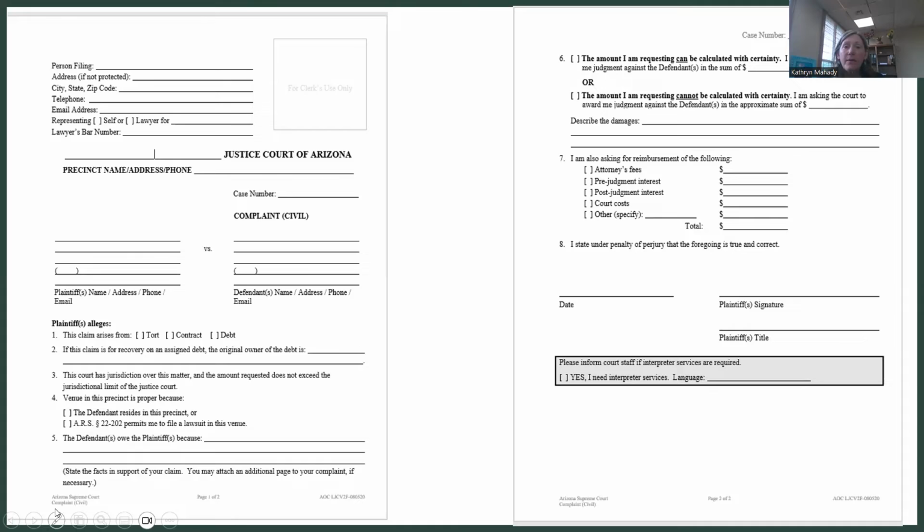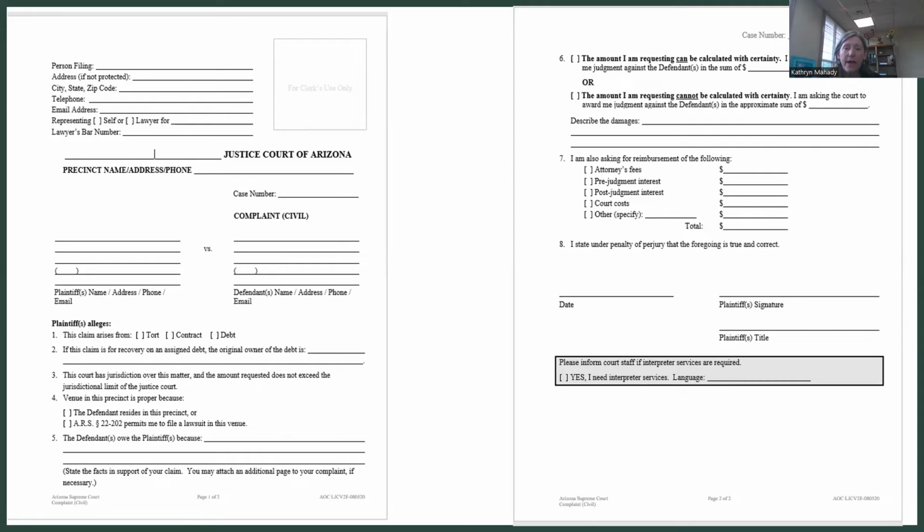Number six, the amount I am requesting can be calculated with certainty, which is always great. If it's a debt with a clear amount or clear interest percentage, you calculate the outstanding amount of the debt and the interest, and you write that number there. The question in the chat was, what if the damages cannot be calculated at the moment, like medical debts that are still accruing? What you do in that situation is you check that box. You're asking the court to award judgment in the approximate amount of, you give the number you have for now and describe the damages underneath. The court will have to have a hearing to establish your damages.